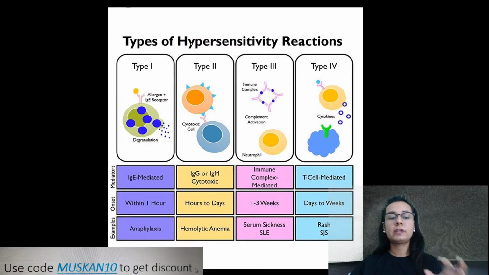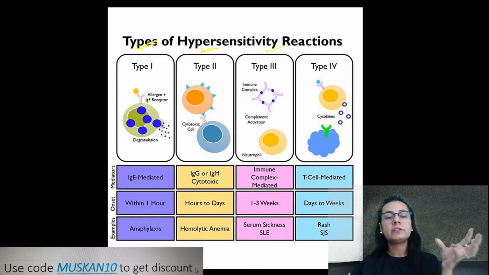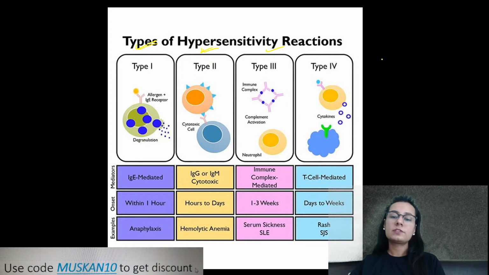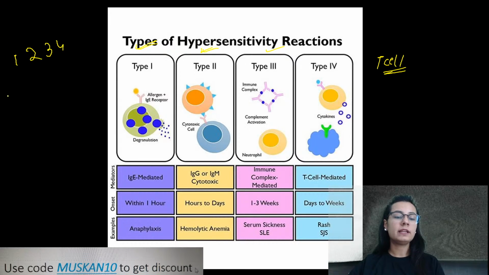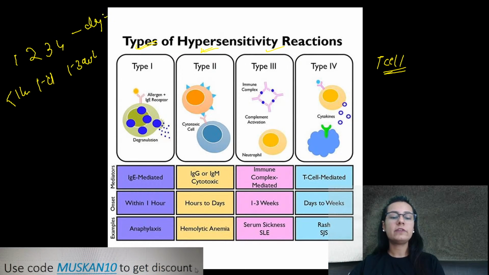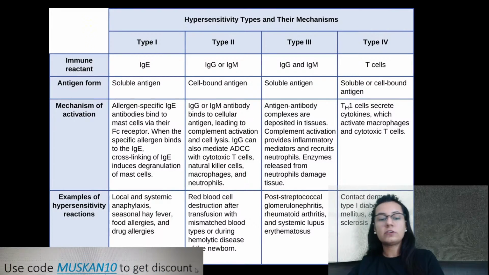Now type 1, type 2, type 3, 4. Of type 1 we have seen it is IgE, and type 2 is IgG and IgM. Type 3 is immune complex mediated and mainly the antibody is IgG. Type 4 is what? T cell mediated. Okay. Now time period for 1, 2, 3 and 4. Type 1 mainly occurs within an hour, type 2 occurs in hours to days, type 3 takes 1 to 3 weeks, and type 4 is delayed, from days to weeks. Okay, examples we have already seen.